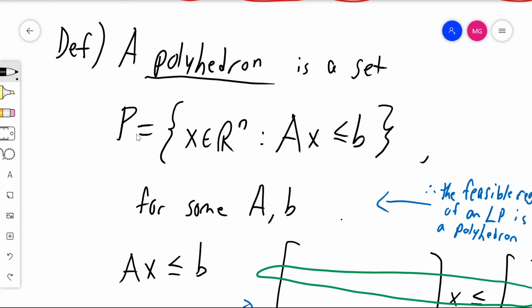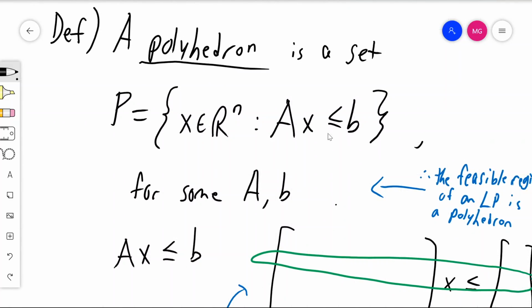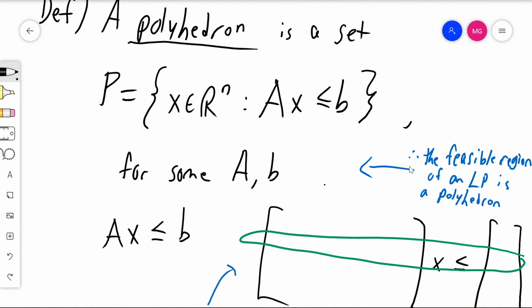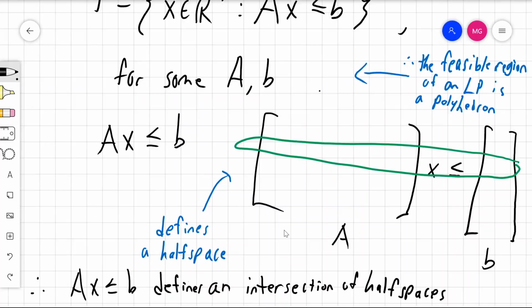Then a polyhedron will be the set of solutions that satisfy these constraints. So this blue comment is saying that the feasible region of a linear program is a polyhedron. Because if you give me a linear program, I'll have constraints like this, and then the associated polyhedron will be the points in R^n that satisfy those, and that's a polyhedron by definition.